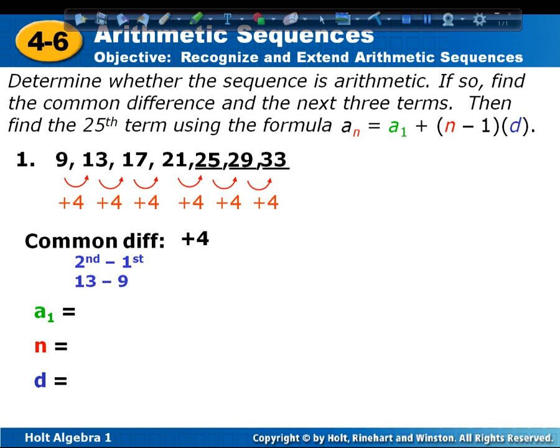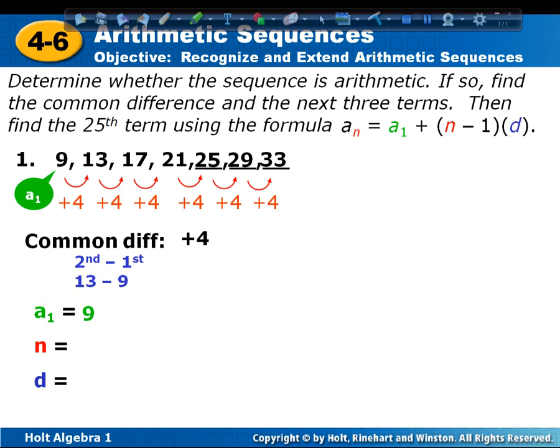And then down here you're going to write a sub 1, n, and d, because we need to find those things in order to use our formula. And again, if you have not already written this formula down, please make sure that you have that written on your paper. Alright, so we're going to fill these in. The a sub 1 is the first term in our sequence. So our first term is right here. It's the 9. So that's our a sub 1. So I'm going to put 9.